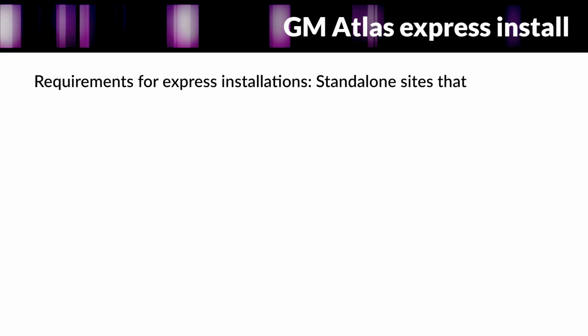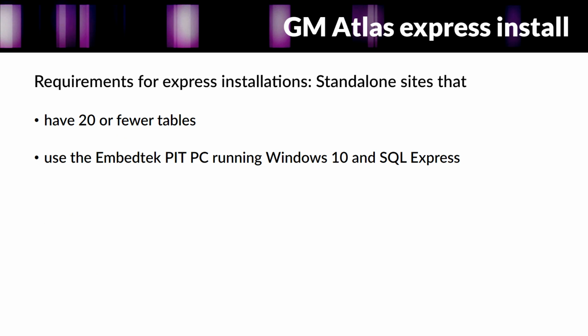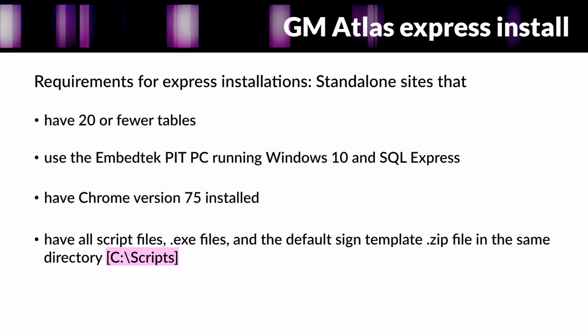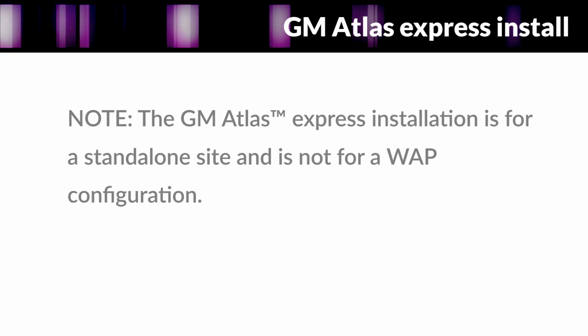Express installations are intended for standalone sites that have 20 tables or fewer, use the EmbedTech PIT PC running Windows 10 and SQL Express, have Chrome version 75 installed. The installer is supplied in the package. The script will stop at the user interface if version 75 is not installed. And have all script files, installer.exe files, and the default sign template zip file in the same directory. Note, the GM Atlas Express installation is for a standalone site and is not for a WAP configuration.